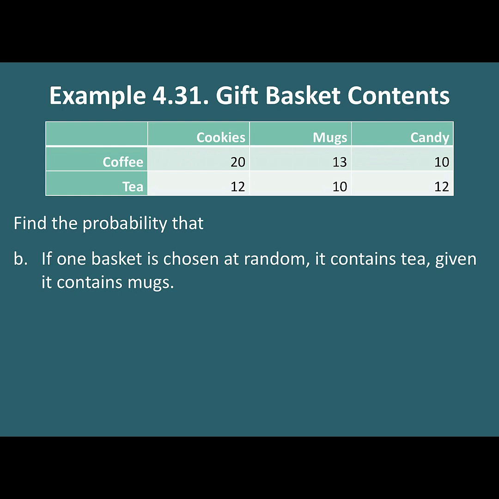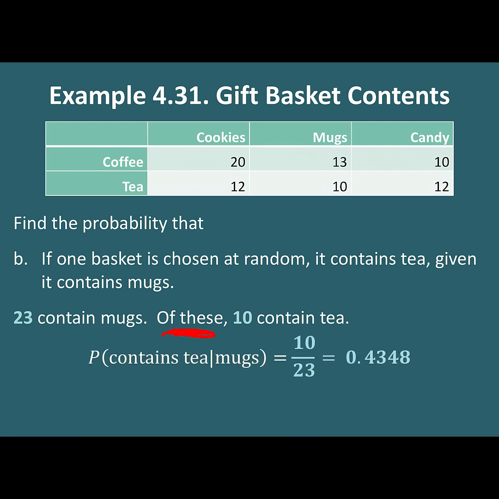Let's now find the probability that if one basket is chosen at random, it contains tea, given that it contains mugs. This is an example of conditional probability. There are 23 mugs. Of these mugs, 10 contain tea. So the probability that the basket contains tea, given that it contains mugs, will be 10 out of 23, which is 0.4348.